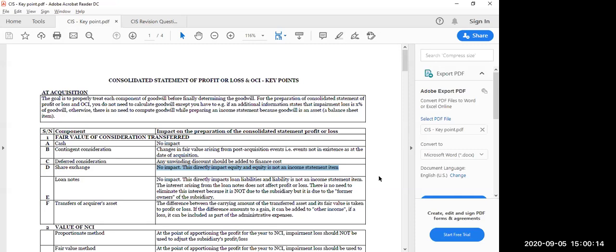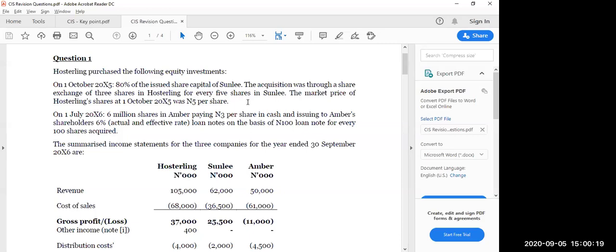the consideration transferred for acquisition of Sunly would have no impact on the consolidated income statement because it's a share exchange. I read through again whether there is any other form of consideration transferred, and lo and behold, it was only a share exchange. So that means the whole consideration transferred to acquire Sunly would have no impact in the preparation of our consolidated income statement. That's one.